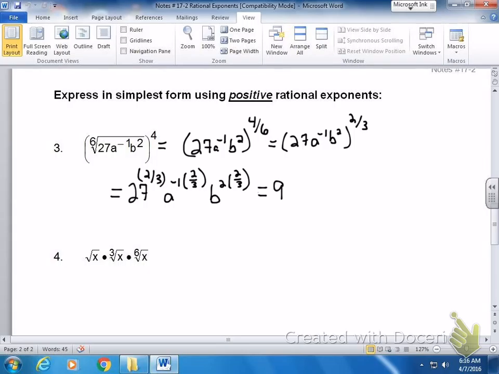A to the negative 1 times the 2/3 would be a to the negative 2/3. And then b squared times 2/3 would be b to the 4/3. Remember, when you multiply whole numbers by fractions, you just do it to the top or to the numerator. Now I'm going to fix my negative exponent. I'm just going to move all this to the bottom. So I have 9b to the 4/3 over a to the 2/3.